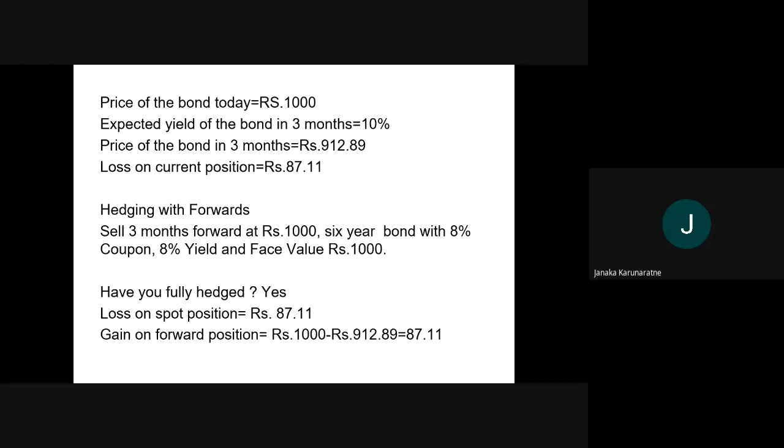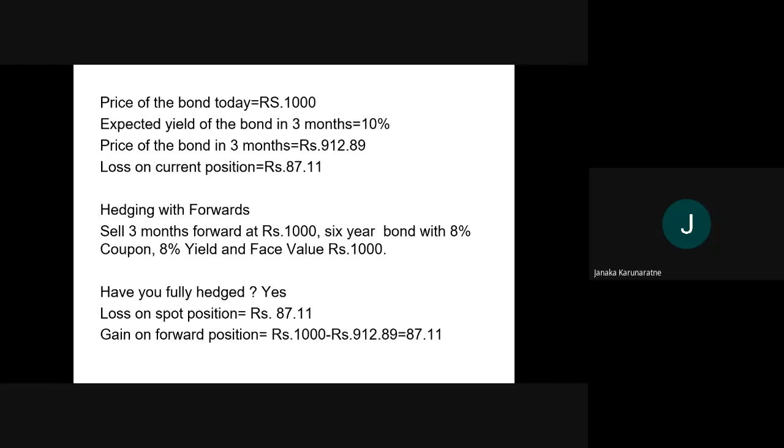So now here is a hypothetical example of a full hedge. So basically you are not worried about the interest rate at all. Through a forward contract, you are certain you are going to get 1,000 rupees in 3 months' time. Whether the market interest rate goes up or down, you will get 1,000 rupees. You are not worried about the interest rate after the hedging.